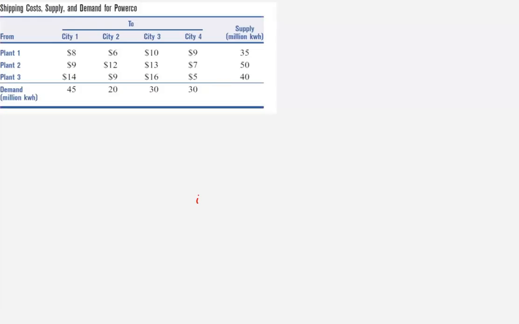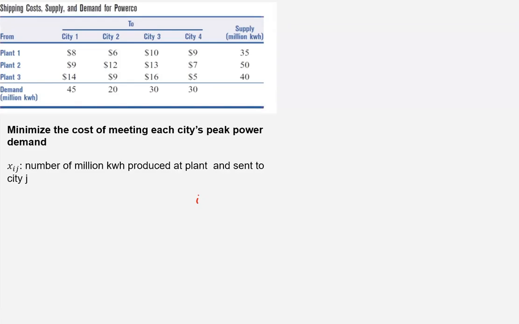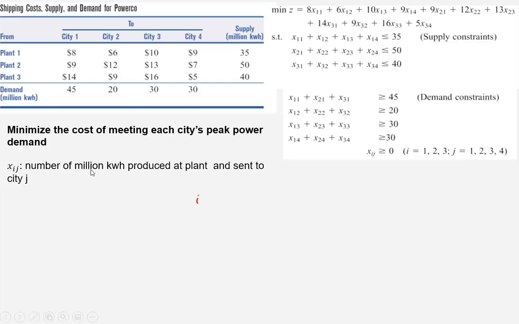So that's a problem, but it is very similar if you think about it to the problem we just saw, where there were 3 companies and 3 stations. We didn't know how much of the demand of each station each company should take or fulfill. This is exactly the same. If you were to model this problem, minimize the cost of meeting each city's peak power demand. Xij would be the number of million kilowatt hours produced at plant I and sent to city J. And with that, this would be our model, which is minimize 8 times x11, 6 times x12, and so forth. This is very similar to what we had.